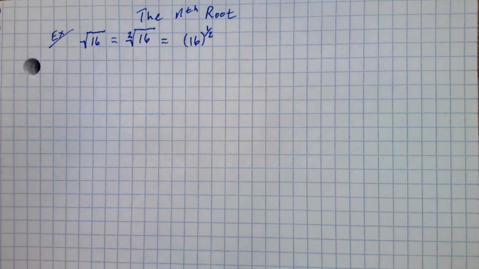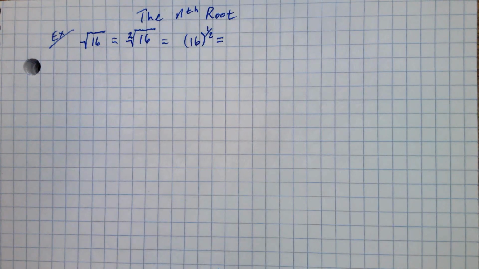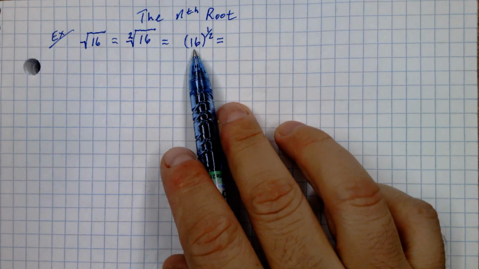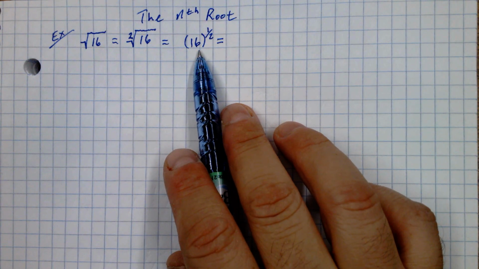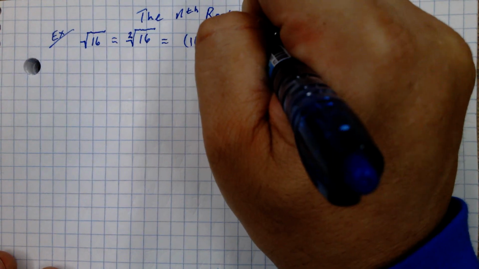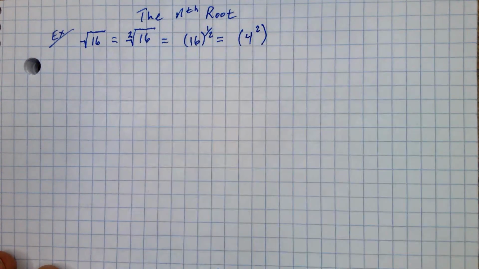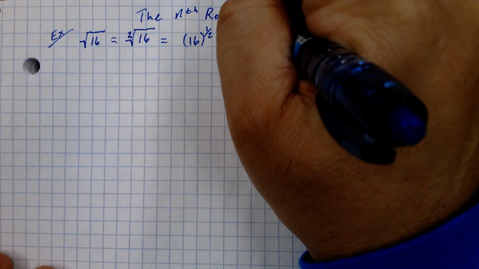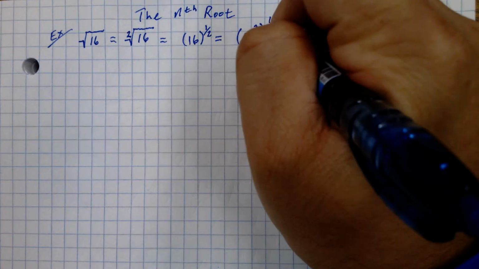Okay, and then what number squared gives me 16? 4. So I can also write it this way: 4 to the second power. Instead of 16, I wrote it this way, and that's to the 1/2. All right. And now we're going to use a rule.